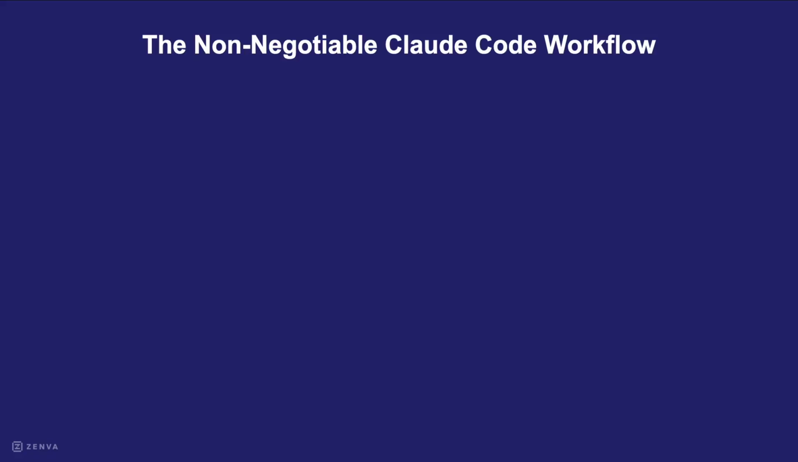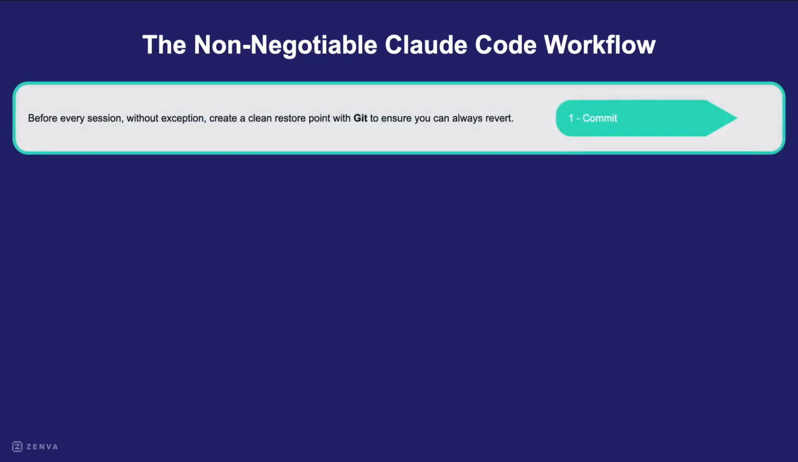Now that you know how to decide after reviewing your diff, you're ready to use this process every time. This is the Claude Code workflow, which you'll use for every session. Let's look at the first step. The first step, commit, is your safety net. Before you even start with Claude, you'll make a restore point with Git. This makes sure that you can always go back to a good state.